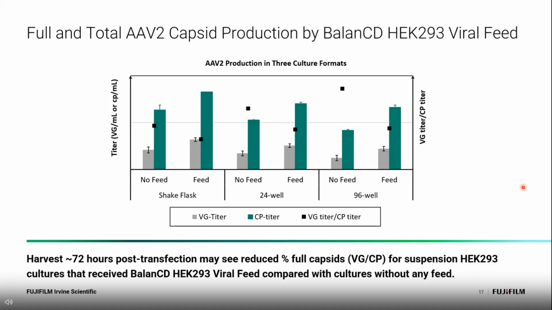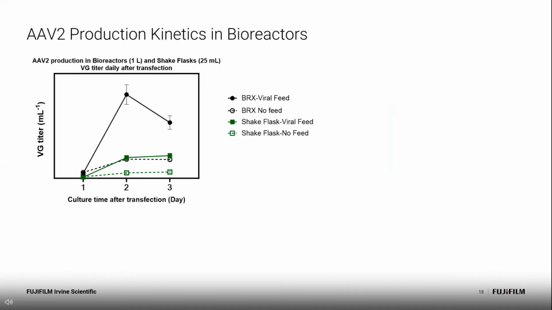The titer data was collected 72 hours post-transfection as the standard protocol, but we were wondering whether the addition of viral feed would change the AAV production kinetics throughout the production process after transfection. Therefore, we set up a study in benchtop bioreactors to map out the AAV2 production kinetics after transfection, side by side with a bioreactor using viral feed and the other one without any feed.